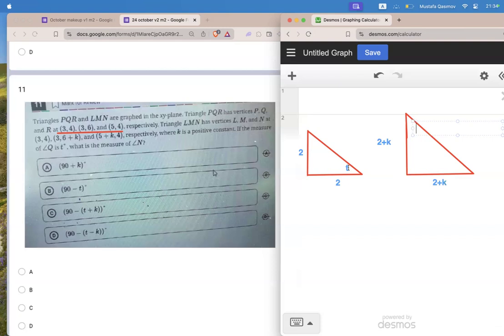Also, you can think it is t, 90 and 90 minus t. So the answer will be 90 minus t. We don't have anything related to k because we are talking about angle. So it is not ACD. Answer is B. Any question?